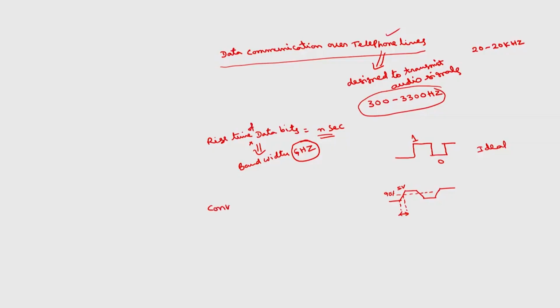So we need to convert the data bits into audio tones or audio signals. The device which converts these data bits into audio tones is called a modem. Modem is a short form of modulator and demodulator.